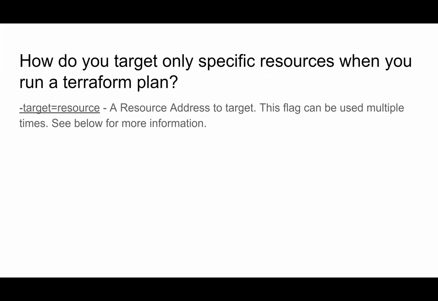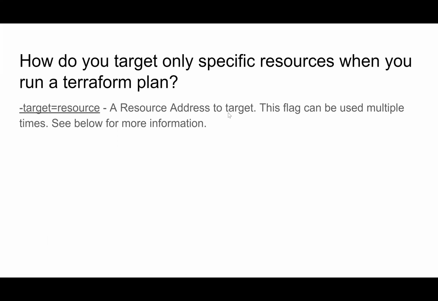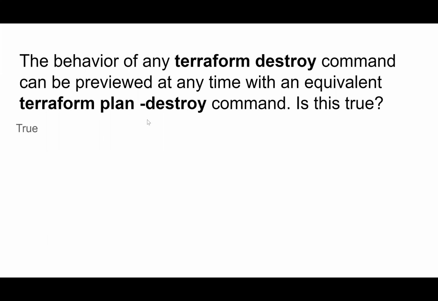How do you target only specific resources when you run terraform plan? We can use the -target=resource argument when we run a plan. This flag can be used multiple times. How do you update the state prior to checking differences when you run a terraform plan? So we can run terraform plan -refresh=true. The behavior of any terraform destroy command can be previewed at any time with an equivalent terraform plan -destroy command. Is this true? Yep, we already saw this previously.